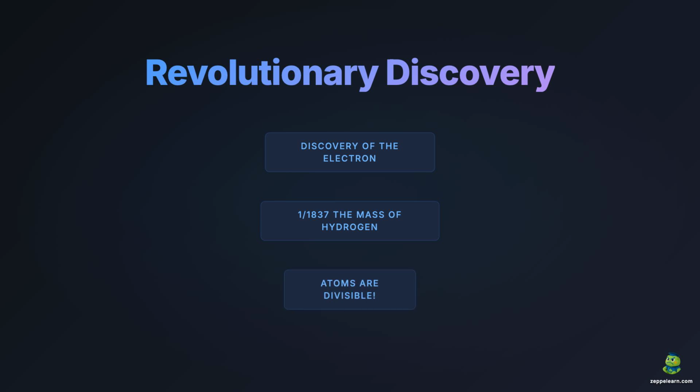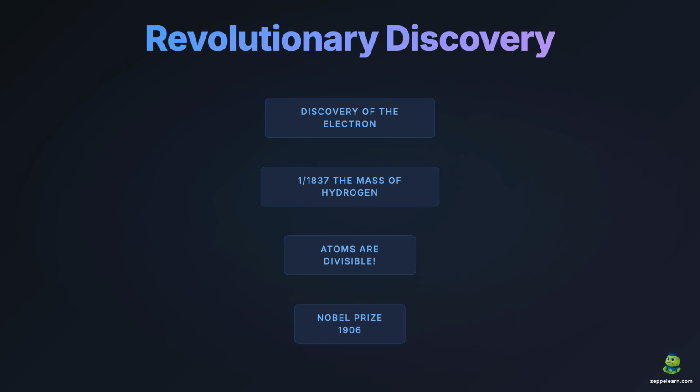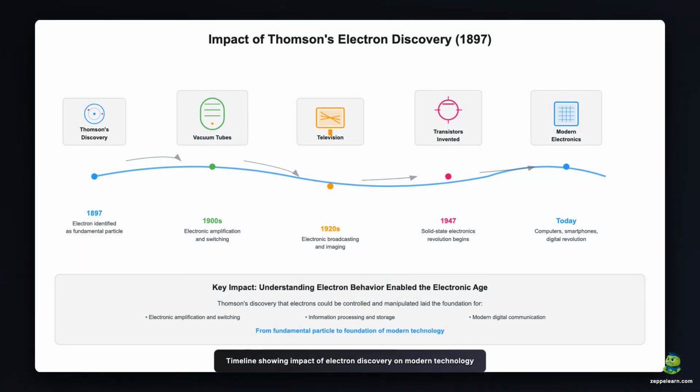This discovery shattered the belief that atoms were indivisible and launched the era of subatomic physics. Thomson's work earned him the Nobel Prize in Physics in 1906 and laid the foundation for modern electronics. This timeline shows how Thomson's discovery of the electron led to countless technological advances, from television and computers to modern electronics that power our digital world.